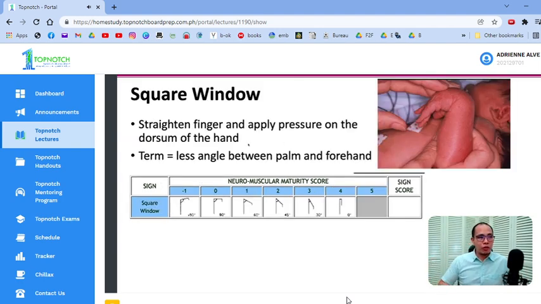Okay? How do you check for the square window? So, this is how you do it. Straighten the finger and apply pressure on the dorsum of the hand, okay? The premise here is for term infant, there's less angle between the palm and the forearm, okay? So, this is for term infant. So, again, for square window mo, pag yung mga preterm mo yan, mas malaking angle. Habang nagiging mas term siya, mas lumiliit yung angle between the palm and the forearm, okay?